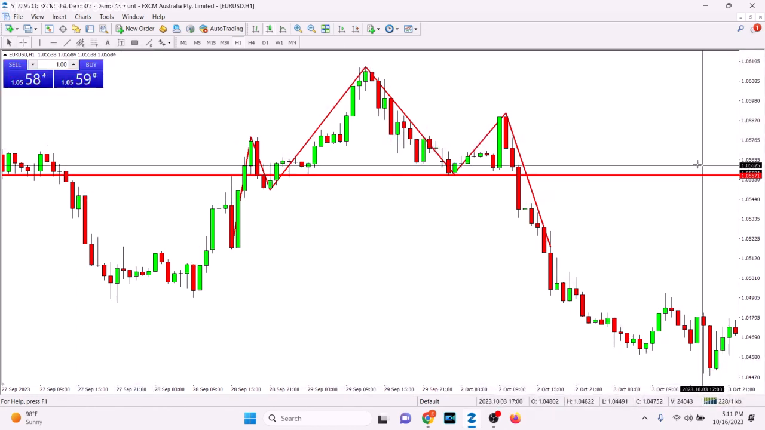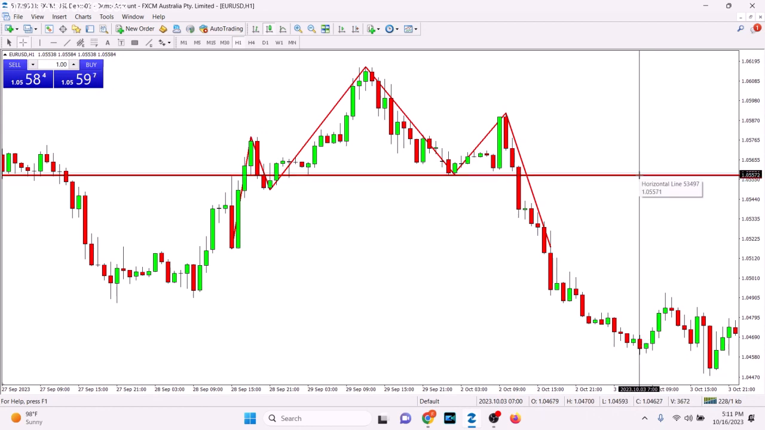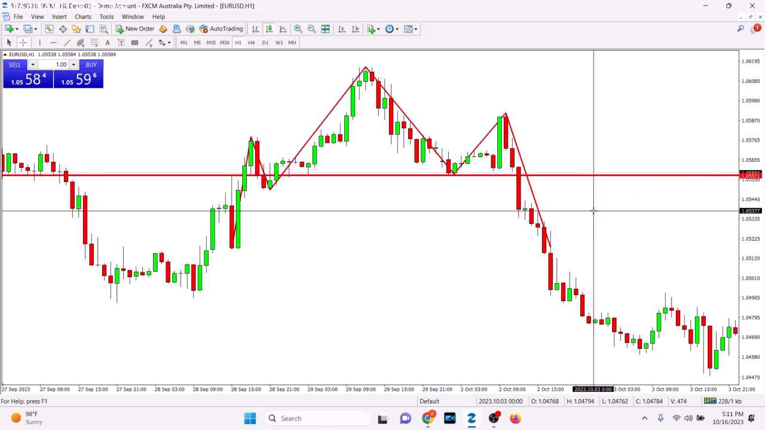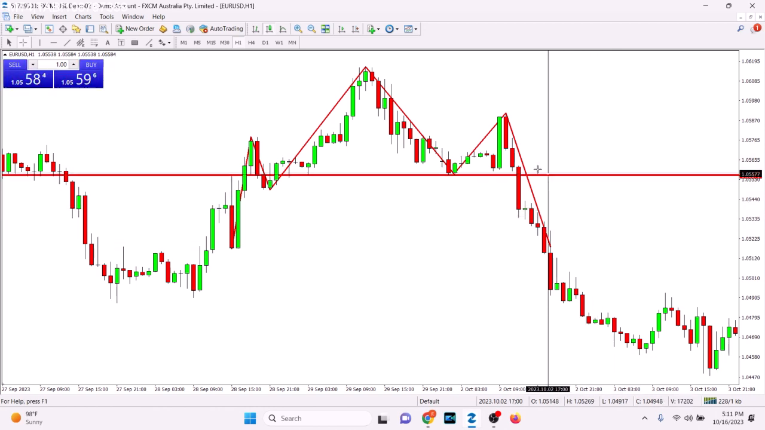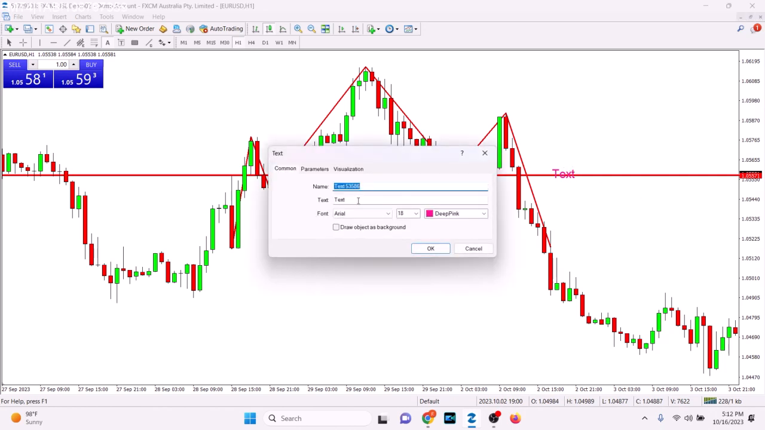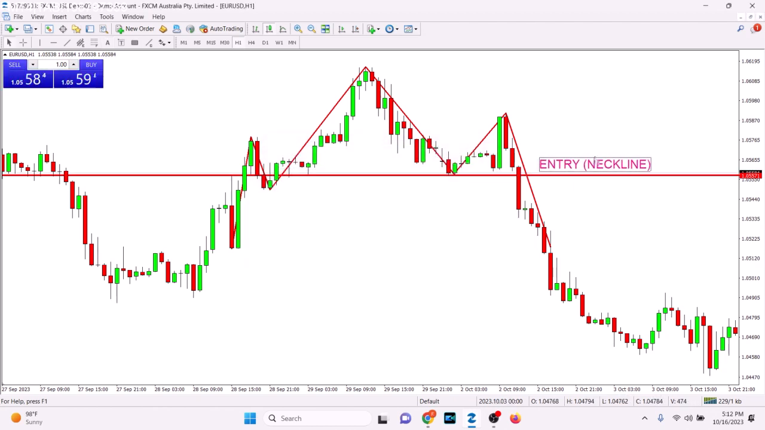As soon as price touches this neckline, remember, most retail traders at this point will not be in the market. They are waiting for validation at this candle. So as soon as price touches this neckline, you would enter this trade. So let's write that down. So entry at neckline.